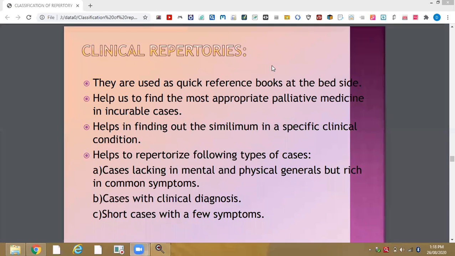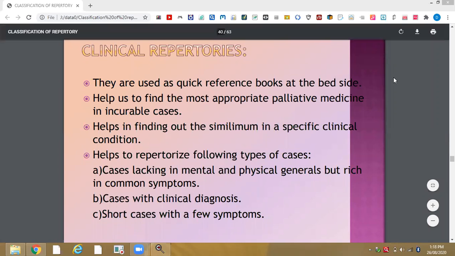Then the short cases with very few symptoms. When we take the case of the patient and we get only a few symptoms from the patient when we take the history, then in such cases also, according to his clinical condition, according to his disease diagnosis, we can prescribe the medicine.